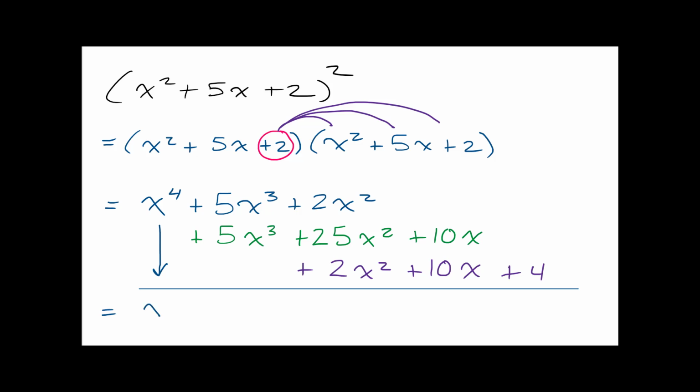X to the power of 4 has nobody to add, so he'll go there. 5x cubed plus 5x cubed, we just add the coefficients, the numbers in front. 10x cubed, notice I'm not changing the exponent. 25 plus 2 plus 2, that gives me 29x squared. 10 plus 10 gives me 20x. And then finally, the lone positive 4 at the end.